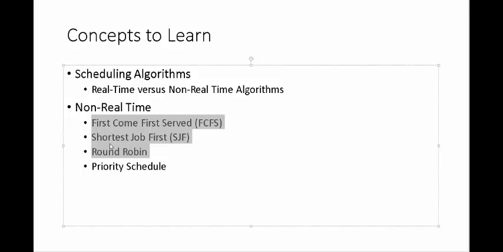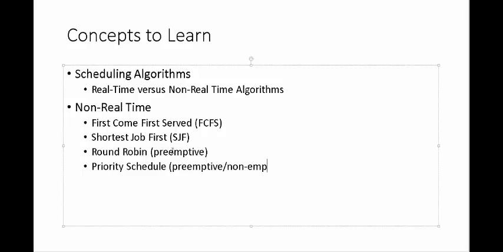First come, first served, shortest job, round robin. Round robin has preemption built in. Right. Priority can be preemptive or non-preemptive. Depends. Right. First come, first served: whoever came first has the highest priority all the time. This is non-preemptive. Right.